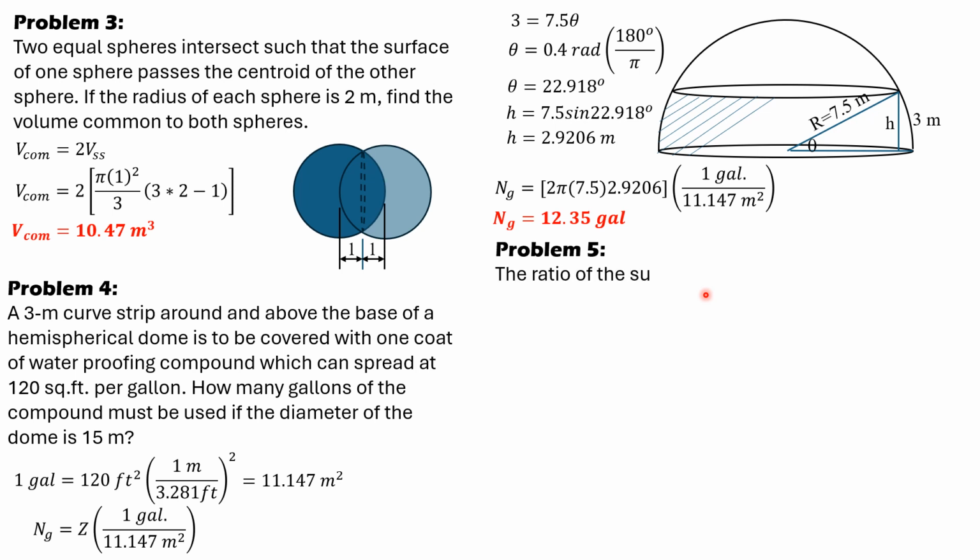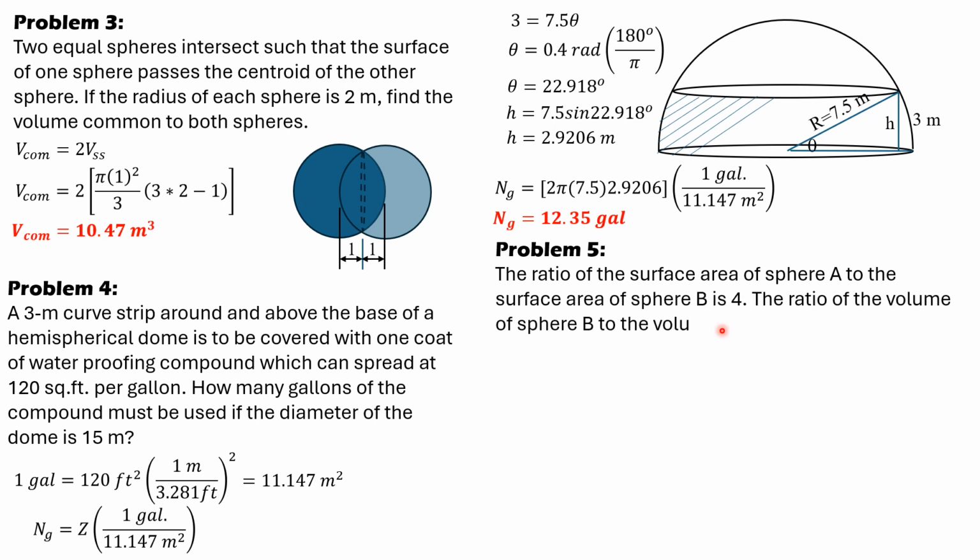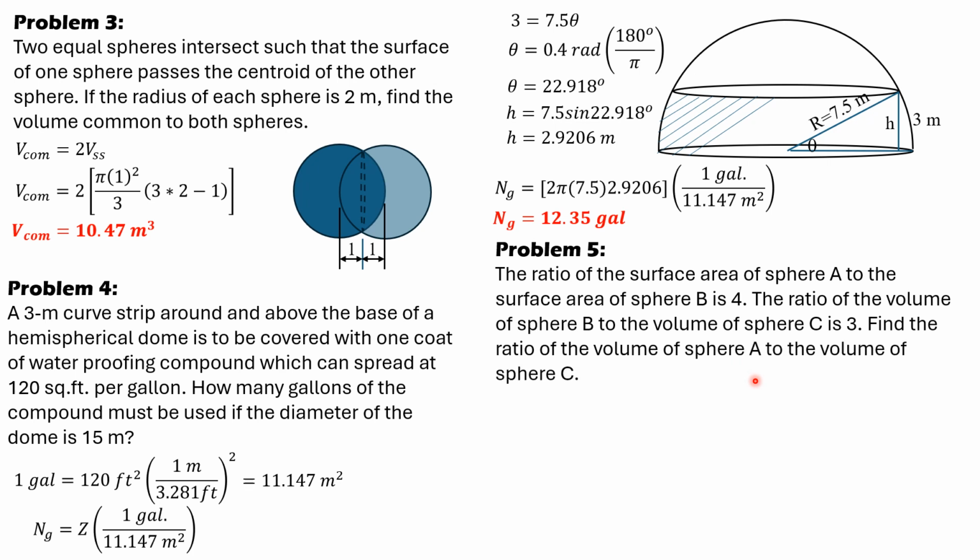Next problem. The ratio of the surface area of sphere A to the surface area of sphere B is 4. The ratio of the volume of sphere B to the volume of sphere C is 3. Find the ratio of the volume of sphere A to the volume of sphere C. So given area of A over area of B equals 4, and volume of B over volume of C is equal to 3, and we're looking for the ratio of volume of A to that of C.